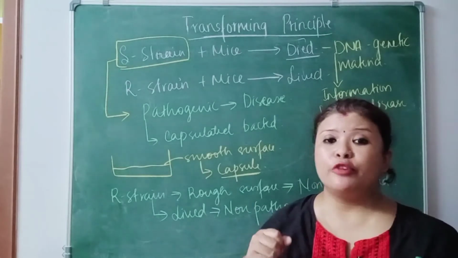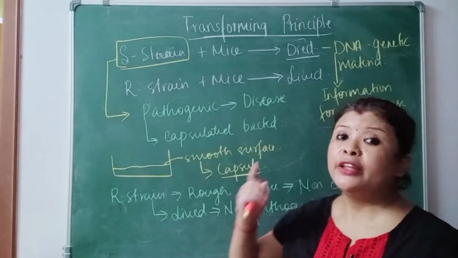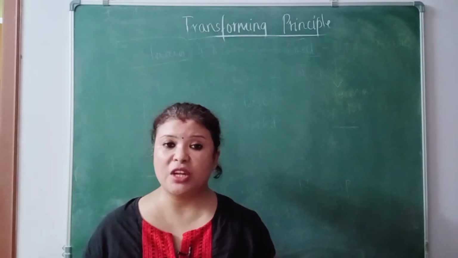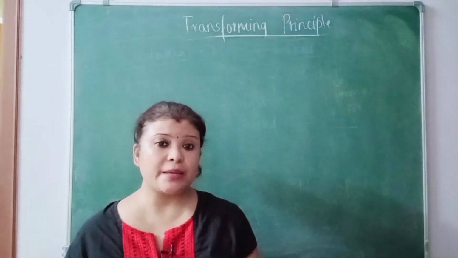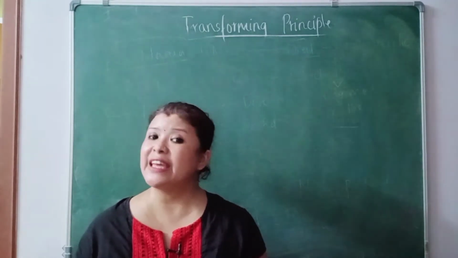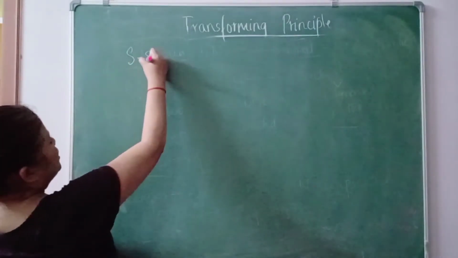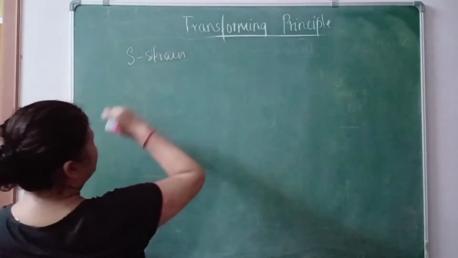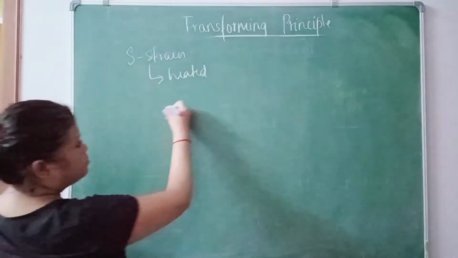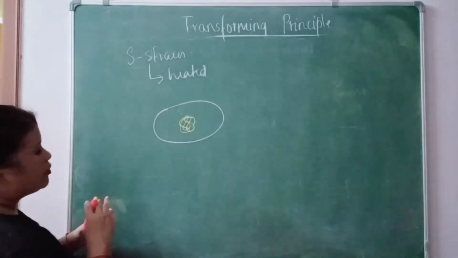Let us see what other steps were conducted in the transforming principle by Griffith. Griffith stated that the S strain is a pathogenic form. Let us now see the remaining steps of the transforming principle, and how Griffith tried to explain that DNA is the genetic material. So he took the S strain bacteria, and let us see the genetic material, the nucleoid of the S strain.